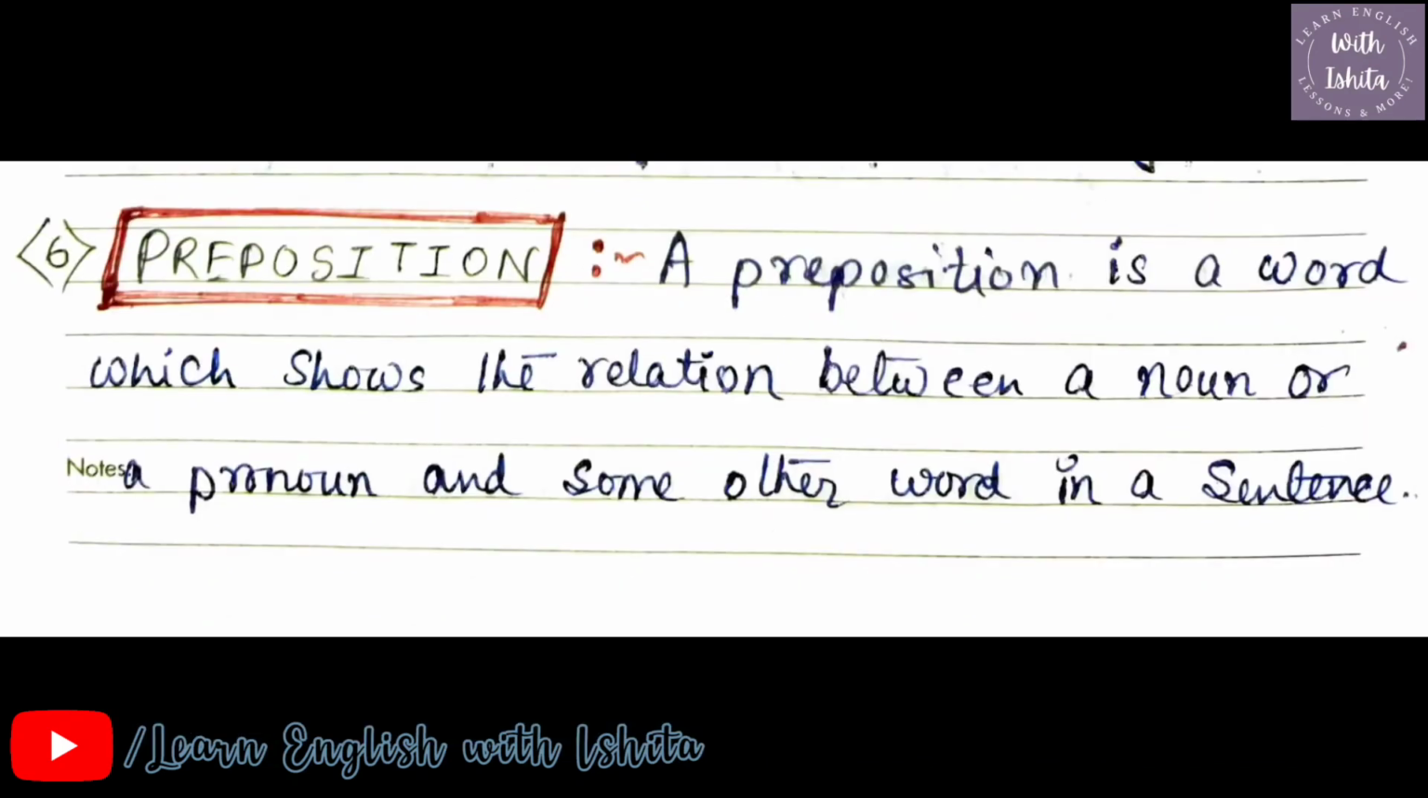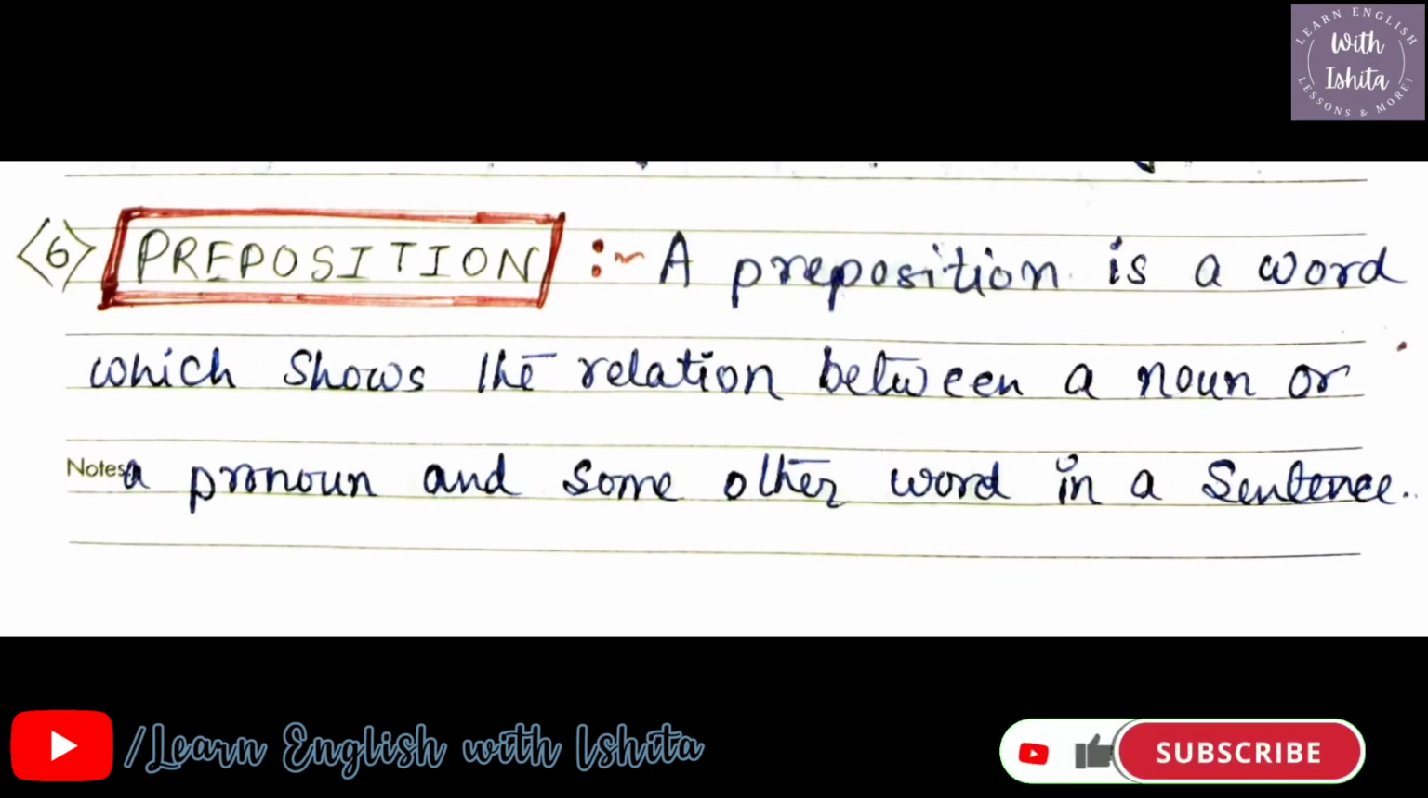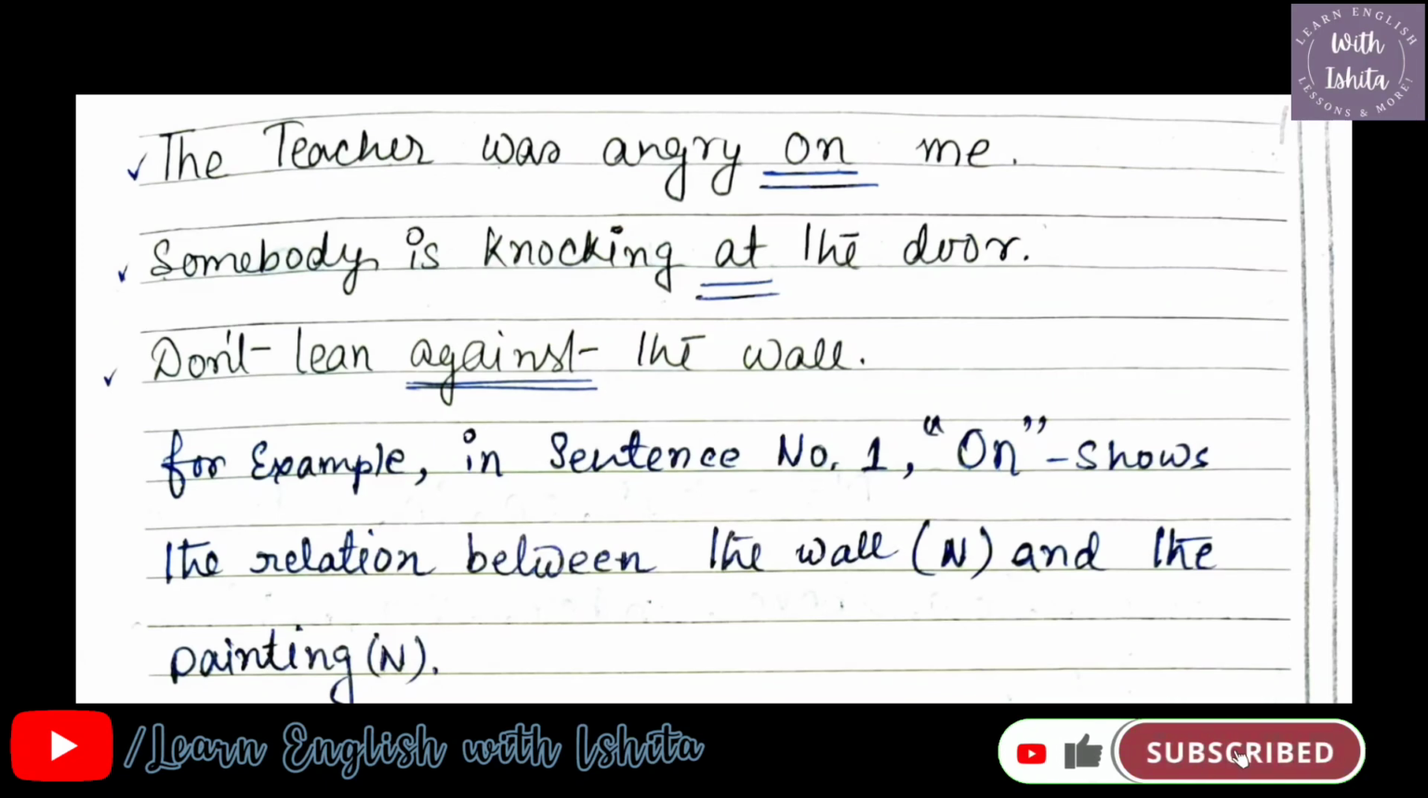Now moving to the next part, that is preposition. A preposition is a word which shows the relation between a noun or a pronoun and some other words in a sentence. Let us see the examples first. The teacher was angry on me. Somebody is knocking at the door. Don't lean against the wall. In those sentences, on, at, and against are examples of prepositions.